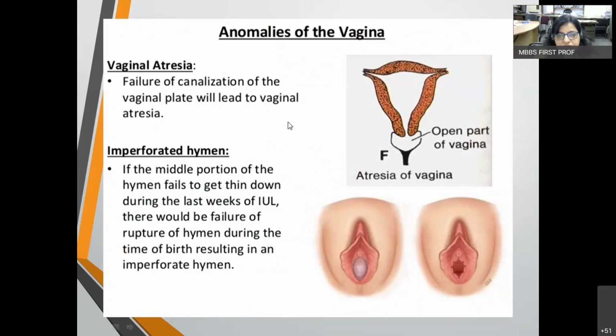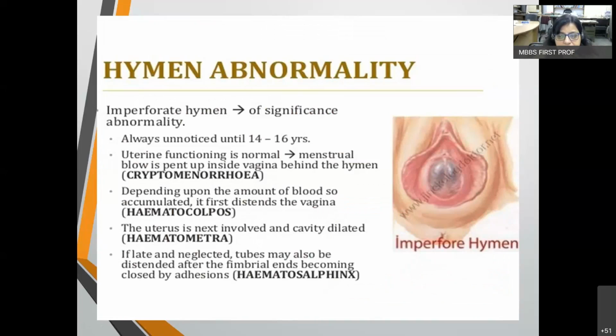Now, vaginal atresia could be there, that is non-canalization, or the opening is not there. Imperforate hymen: when the hymen fails to form an opening, then this is imperforate hymen. Perforation is not there. Now, this imperforate hymen is usually noticed at 14 to 16 years of age, and the uterine functioning is normal.